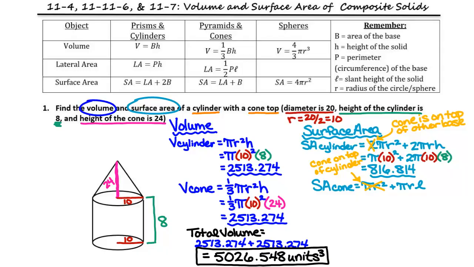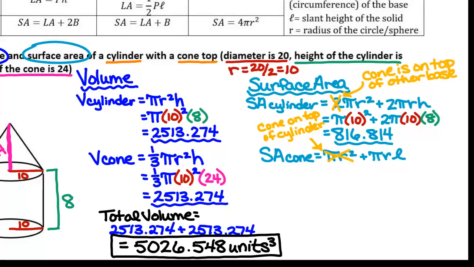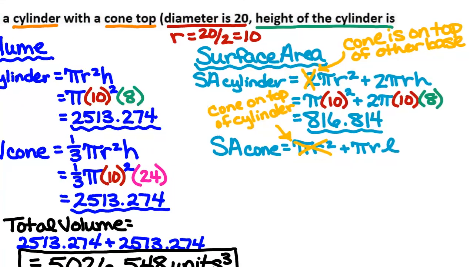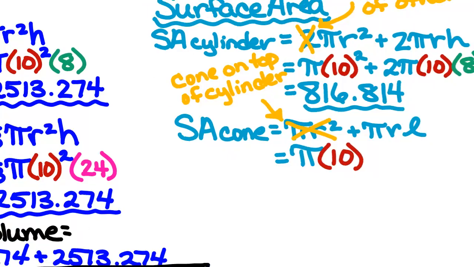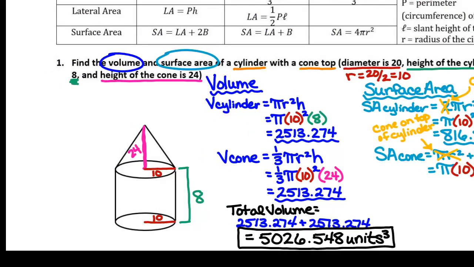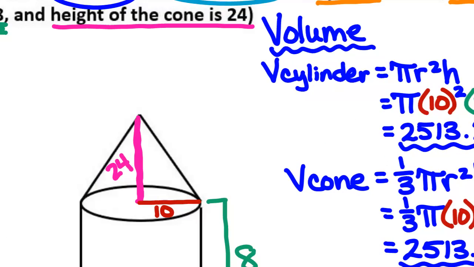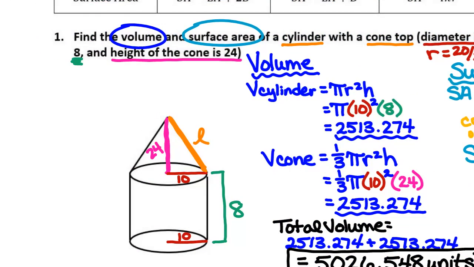All right. So I need pi times r times my slant height. Well, I know that my radius is 10. Do we have the slant height? No. So we're going to need to come over here and find it. Here's the slant height. We're going to label that with a cursive L.